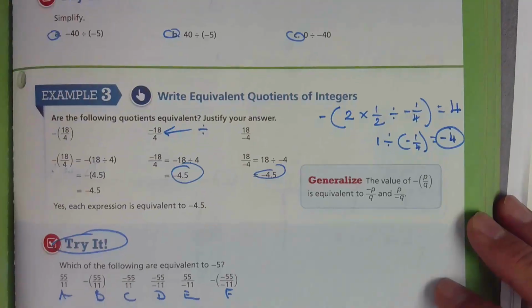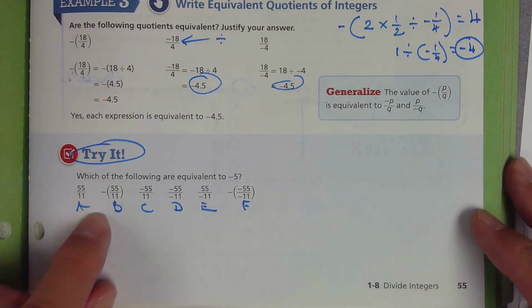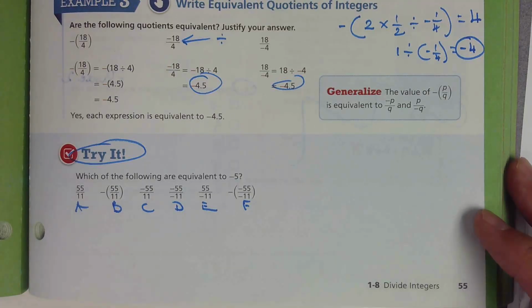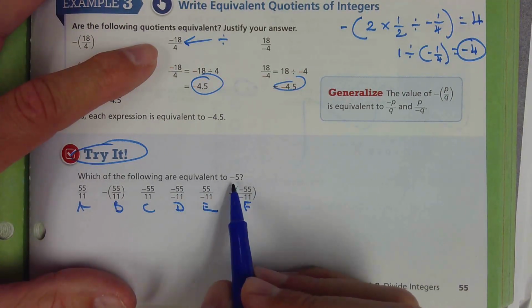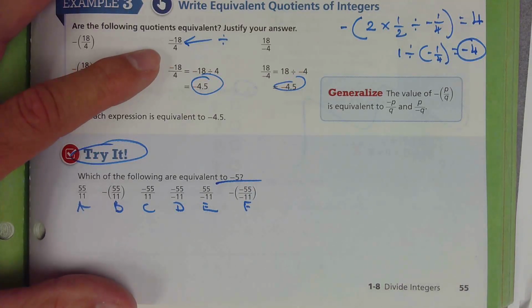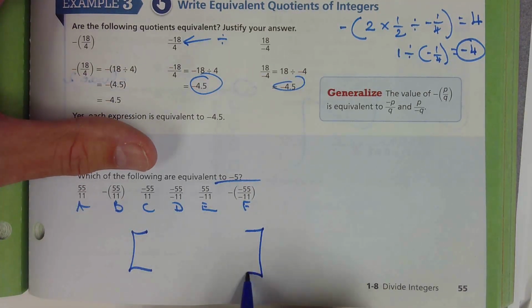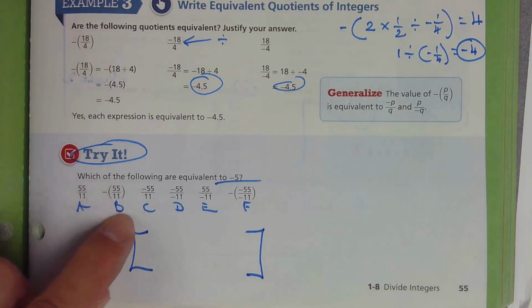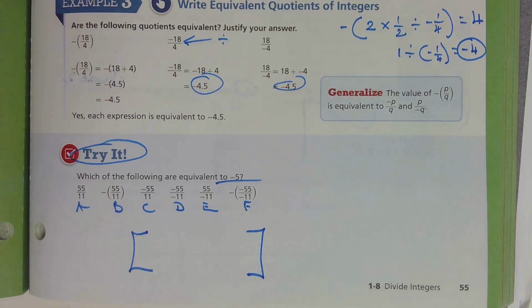Okay. All right, down at the bottom, page 55. I just labeled this A, B, C, D, E, and F. And it says, which of the following are equivalent to a negative 5? So if you think, and I'll just put it in brackets here, the answers. If you think it's B and D and F, just write B, D, and F in here. Okay?